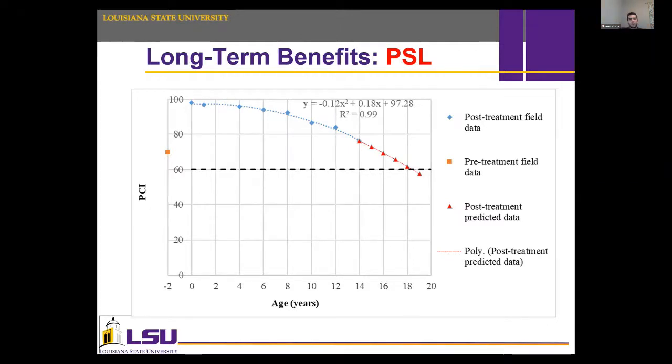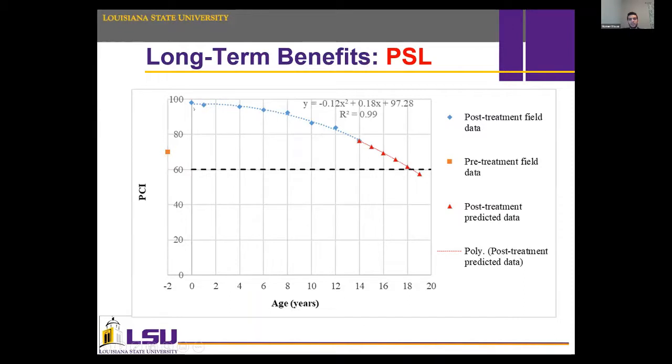After that, we evaluated the long-term benefits of the asphalt overlays in terms of the pavement service life. This figure shows how the pavement service life is calculated. This is a performance curve. First, this is the pre-treatment field data, which is the PCI or whatever index we are using before applying the overlay. After we applied the overlay, the index jumped up to 100. And then this is the performance curve for the overlay. This is the field data that we have.